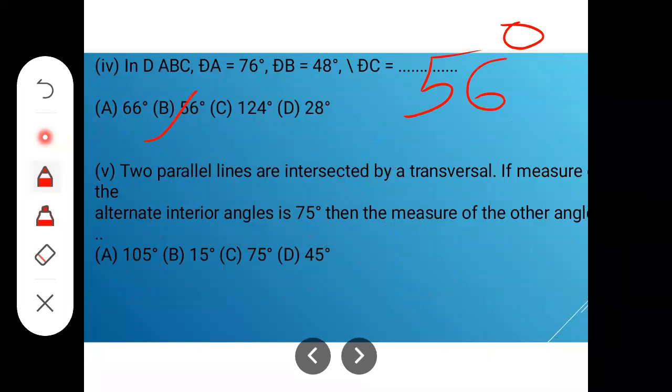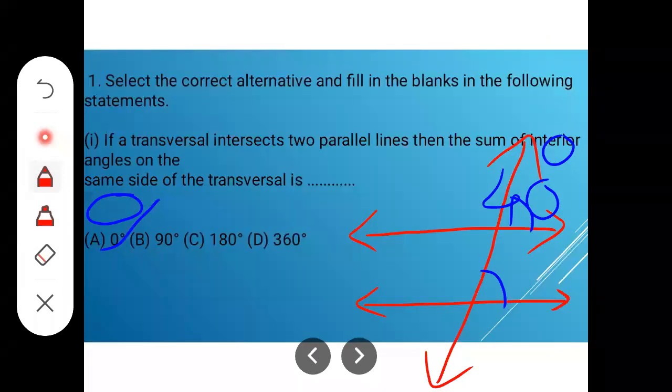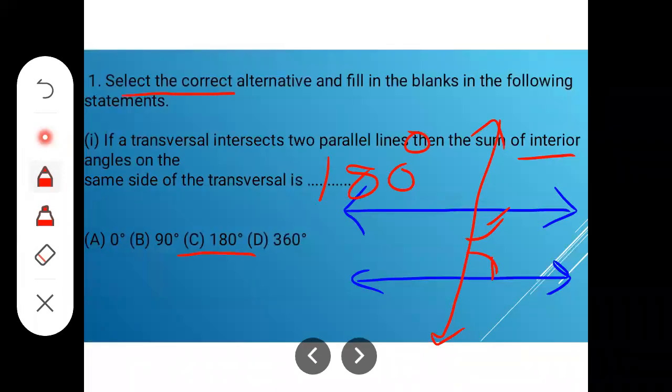Okay, as the question is here, see, I'm going back again. Select the correct alternative and fill in the blank. As per the question given, we have to write the complete statement along with the answer. But in case of MCQ, in your final exam, there will be only choose the correct option.